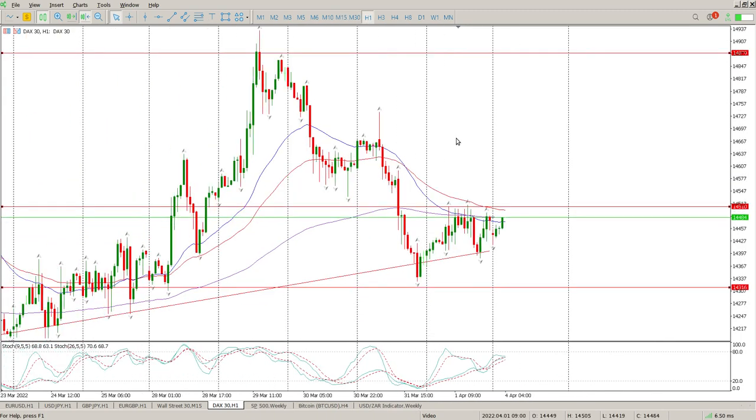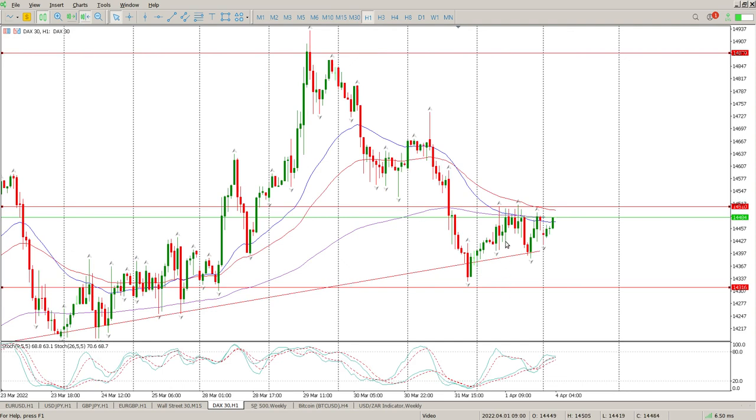Probably easier just to stick on the hour, just to eliminate the noise. While we're in this area, I'm not interested in trading. The one that I am interested in trading is if we get some form of rejection off this top. So 14,500. If we reject 14,500, then I'm looking for an opportunity to move to the downside. There is another scenario here.